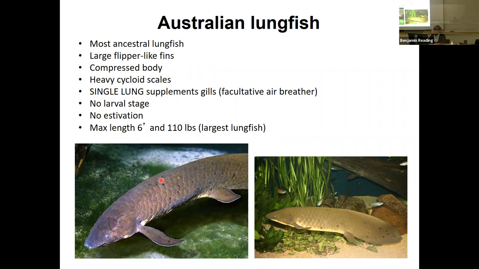And again, going back to the trends of the ancient fishes being heavily armored, these things are quite heavily armored. There's a single lung, and they also have gills. So they have a lung in there, but they also have gills, which makes them what we call a facultative air breather. Most of the time, these things are getting oxygen from the water, but if they need to, they can switch to air breathing. There is no larval stage, there's direct development, so similar to, say, a hagfish or a lot of the chondrichthyan fishes. And these things do not estivate.